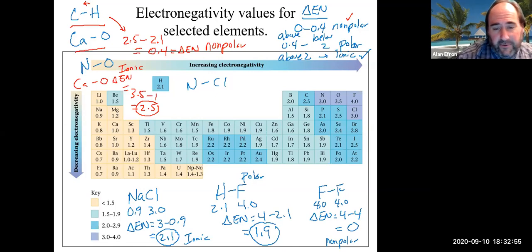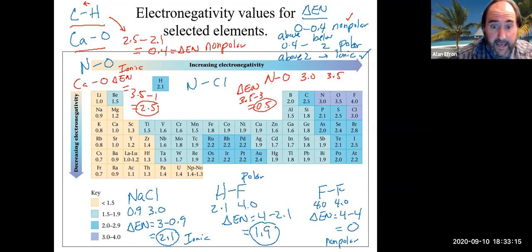If we look at nitrogen and oxygen, I'll rewrite it over here. Nitrogen is 3 and oxygen is 3.5. So when we take the difference in electronegativity, 3.5 minus 3 gives us 0.5. 0.5 is above 0.4, so this would be a polar bond.